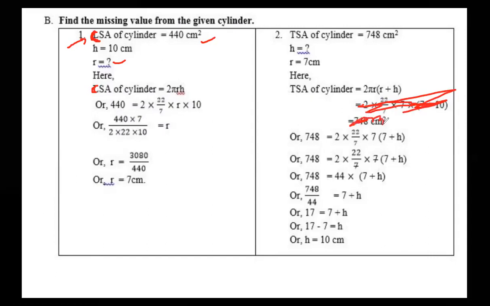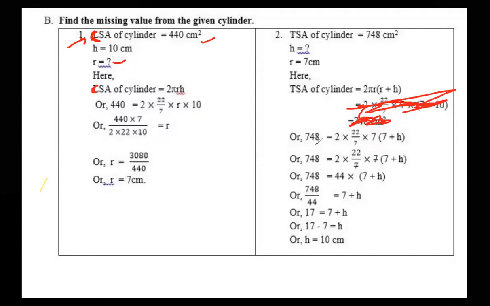We erase this one. This is from the previous question. So 2 means 2, pi means 22 by 7. Radius is 7, again radius is 7 plus height is not given. So h is the unknown. If this side is missing, you need to keep the value on this side. So what is the value of TSA? It is 748.